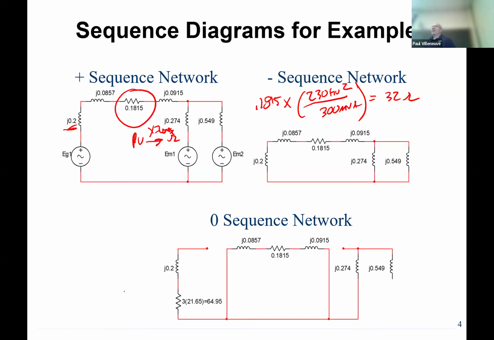Now I've got to go ahead and do the negative sequence network, which is going to be exactly the same as the positive sequence network, minus the power supplies. Why don't we have power supplies in the negative sequence diagram? Can you remind me? I was hoping you all could remind me, not the other way around.